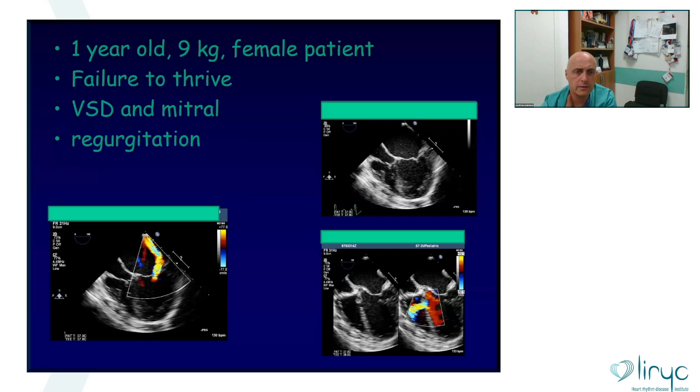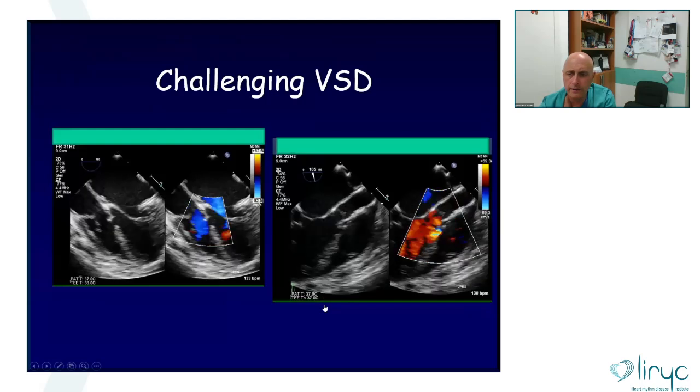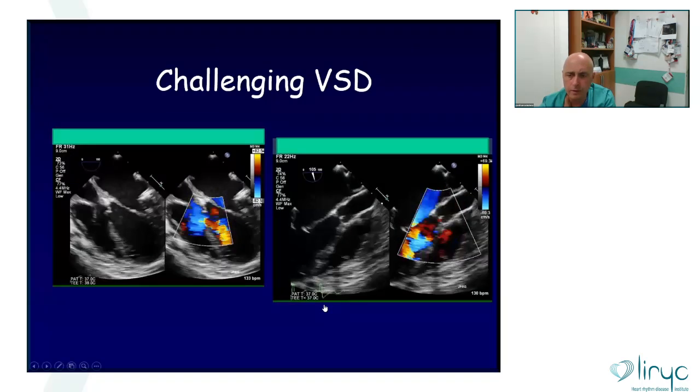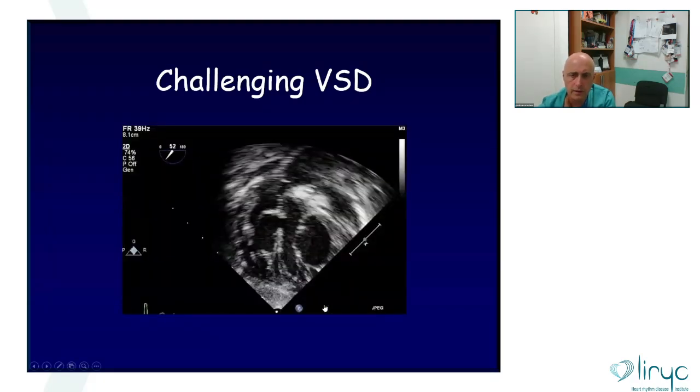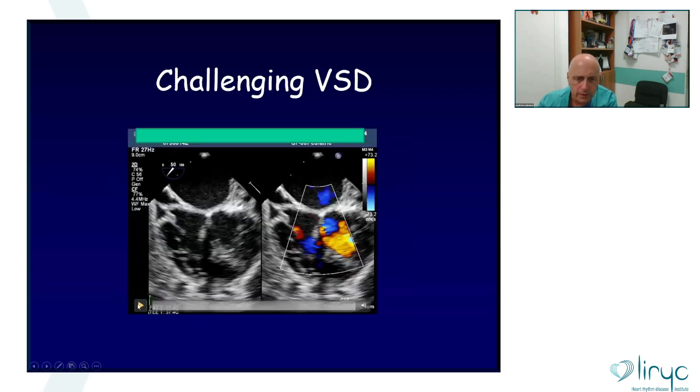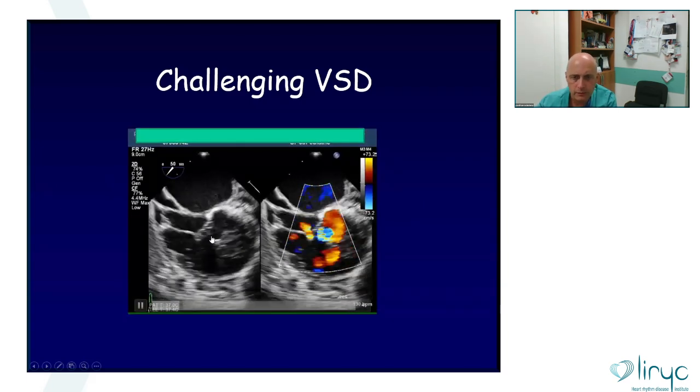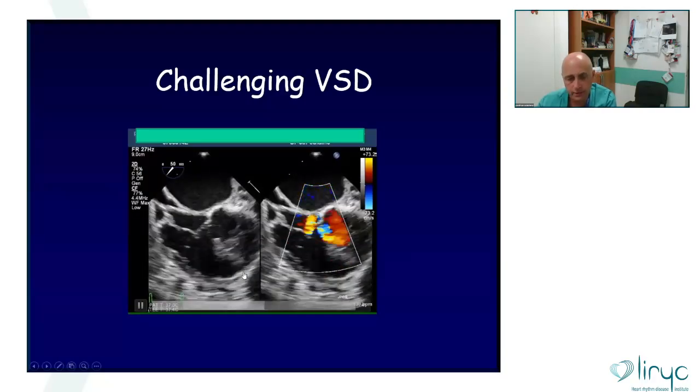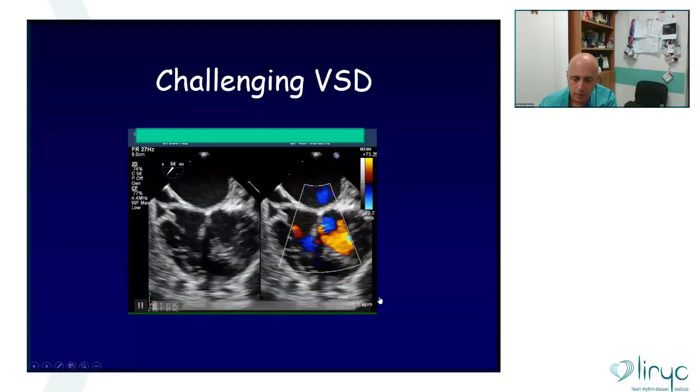Quite an interesting case is this 1 year old, 9 kilo, with failure to thrive and VSD with mitral regurgitation. As you can see here, there is quite a significant VSD, with left ventricular overload. And in this case, I used the Plug 2 device. You see there is a cord of the tricuspid valve really close to the VSD, and probably this can also be seen in this picture. The VSD is really under the tricuspid valve.